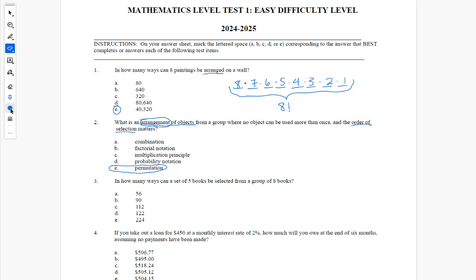Okay, number 3. In how many different ways can a set of 5 books be selected from a group of 8 books? Now notice, this is a set, this is a group, this is not an arrangement or ordering, so it will not be a permutation. This is actually going to be, I'm going to circle this guy, that's a combination. And we write it as 8 choose 5.